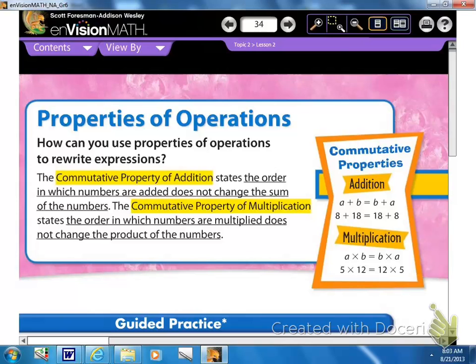Okay, today we are talking about properties of operations. And we're talking about 6, so you're going to be taking a lot of notes. How can you use properties of operations to rewrite expressions?